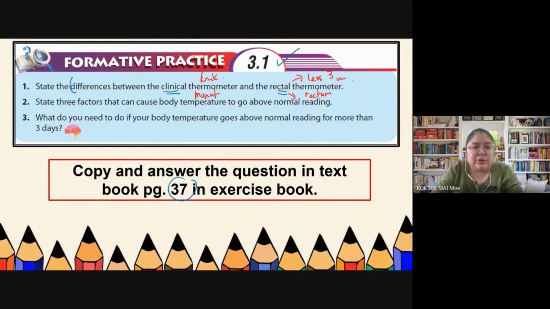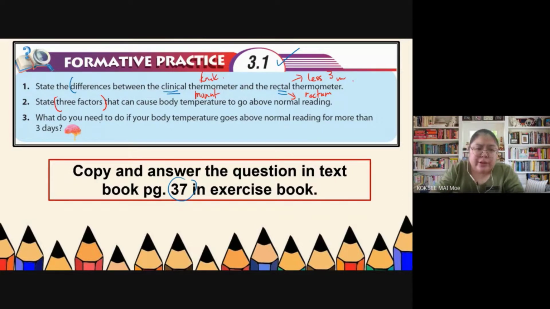Okay, after that they call you to state 3 factors to cause the temperature above the normal reading. So we showed just now, infection. Then number 2, we say about the extreme heat. Number 3, there's an exercise. This is the 3 factors.